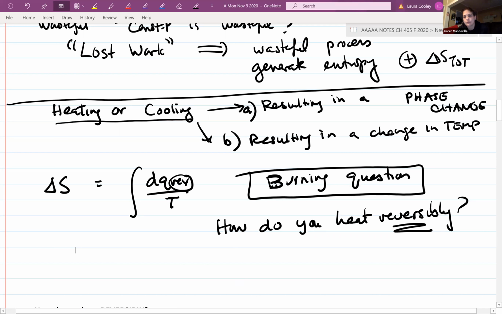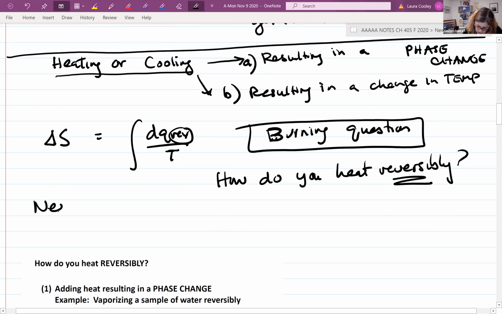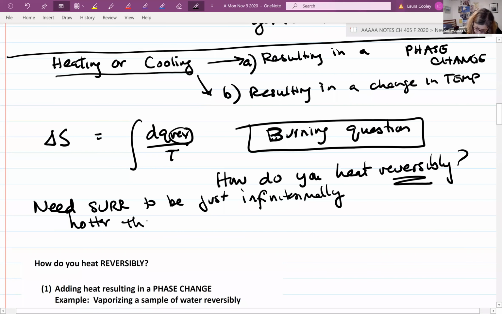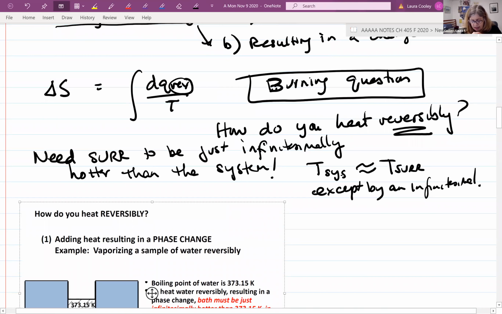Same temperature. Sure, that's right. Okay, it means just like the impossibility of having the same pressure inside and out. How do you heat something with the same temperature inside and out? Well, it's not quite the same. You need the surroundings to be just infinitesimally hotter than the system, so that the temperature of the system is equal to the temperature of the surroundings, except by an infinitesimal. Okay, so we couldn't heat anything reversibly without calculus.